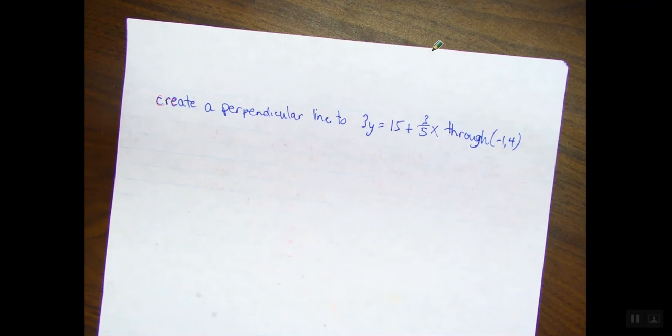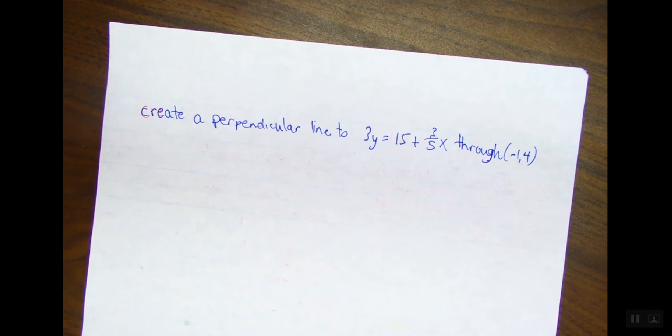Okay, students, we are going to go over one of your commonly missed questions from your Edulastic assignment. This is not the exact one, just one just like it. Create a perpendicular line to 3y equals 15 plus 3/5 x through the point -1, 4.